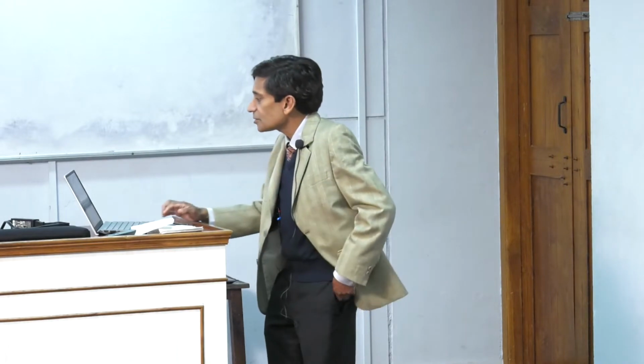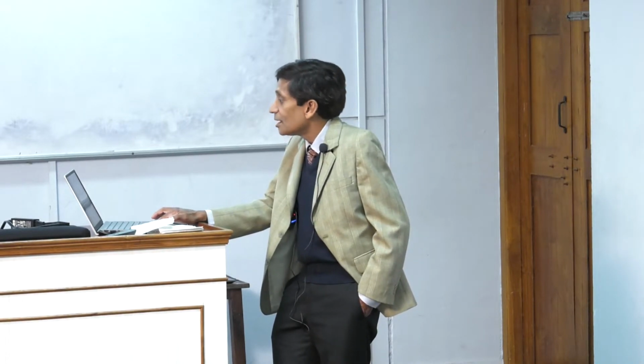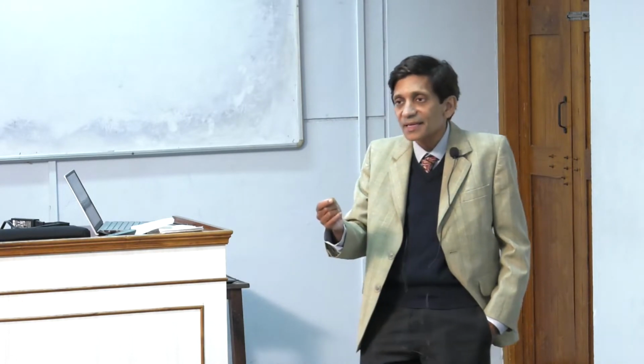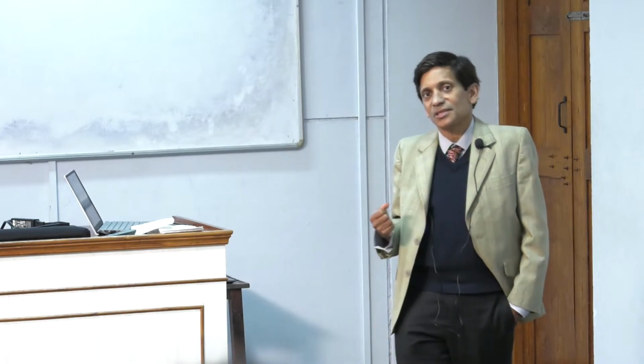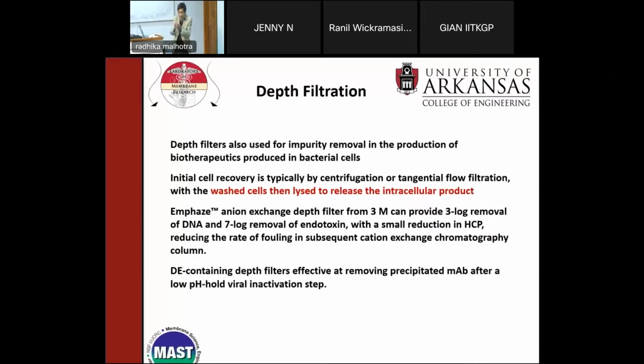Okay? But if you're growing bacterial cells, the problem is here. Initial cell recovery is typically by centrifugation or tangential flow filtration with washed cells that are then lysed. Because in the case of bacterial cells, the product is typically precipitated inside the cells. So you have the lysed cells. Mammalian cells are nice because I told you they can excrete the protein of interest. Okay? So if you do that, then typically you take the cells, you centrifuge to spin them down, right? Wash them means that you change the buffer into something that you like, and then you have to lyse them.